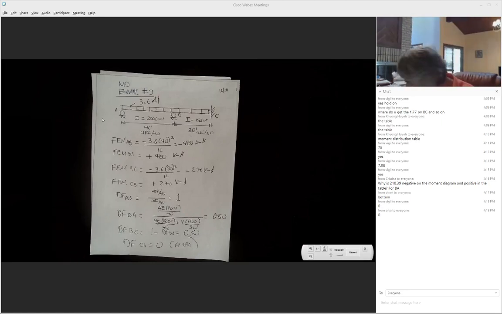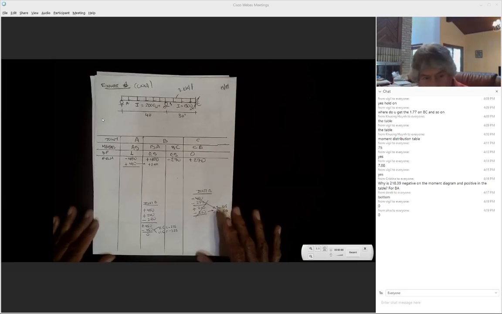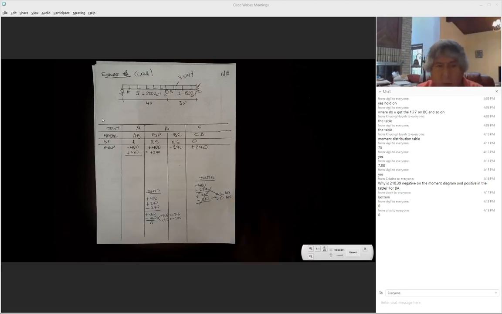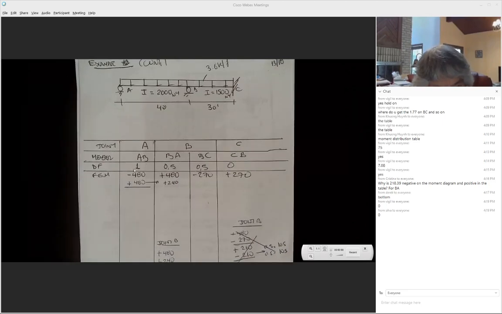So I have prepared a table in here. The same way that we prepare the table, look, joint A, I have one member AB, distribution factor 1. Joint B has 2 members, BA, BC, distribution factor 0.5, 0.5. And joint C has one member CB, distribution factor 0. 0 because it's fixed. 1 because only one member. And it happened by accident, 0.5, 0.5.